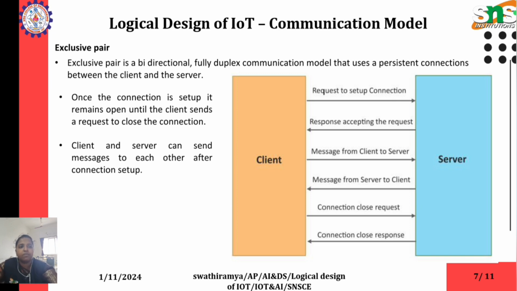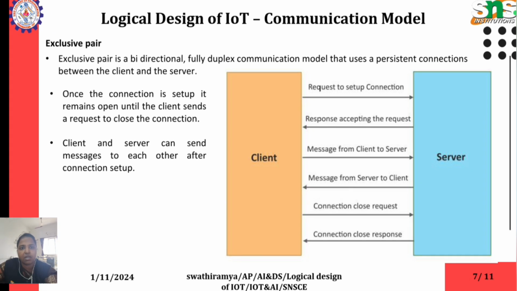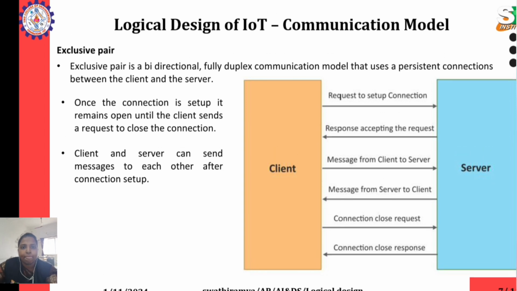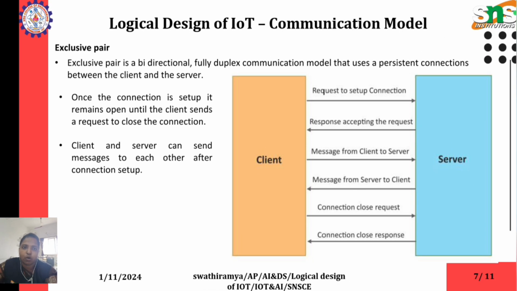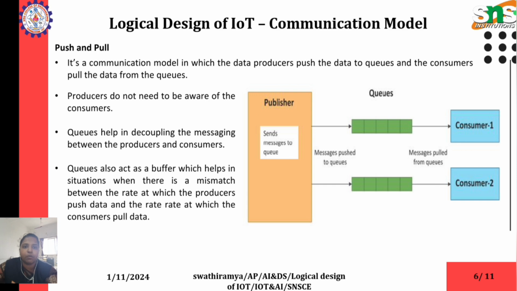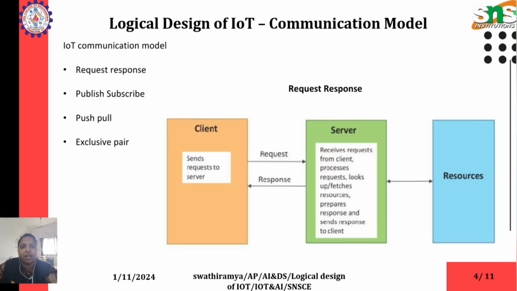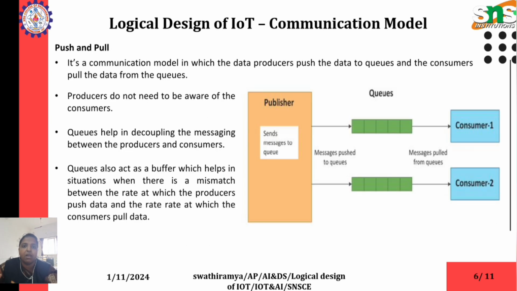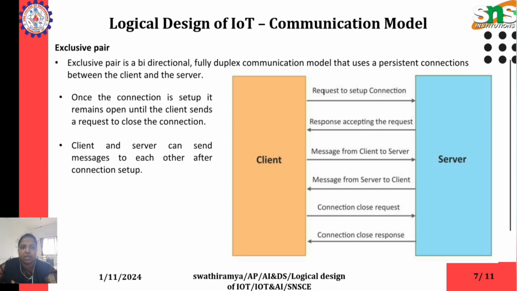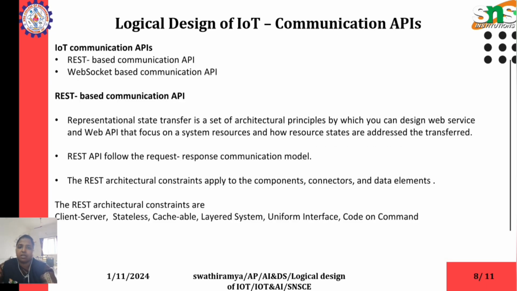Okay. From this you can understand what is there in the logical design of IoT systems. So we have been discussing the different models in the communication model. We started with the request-response model, publish-subscribe model, push and pull model, and exclusive pair. These are the 4 models available in the communication model: request-response, publish-subscribe, push and pull, and exclusive pair. So with this we can conclude that these are all the parts available in the communication model.